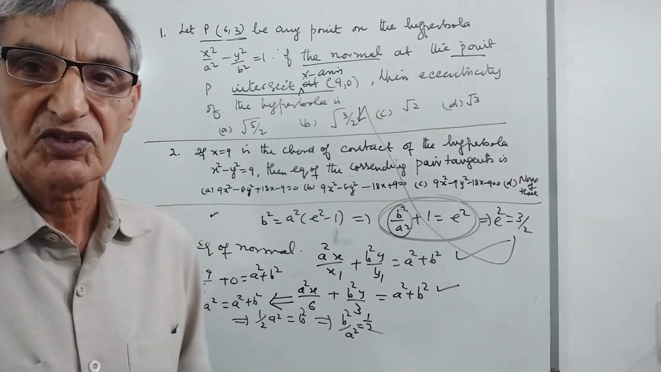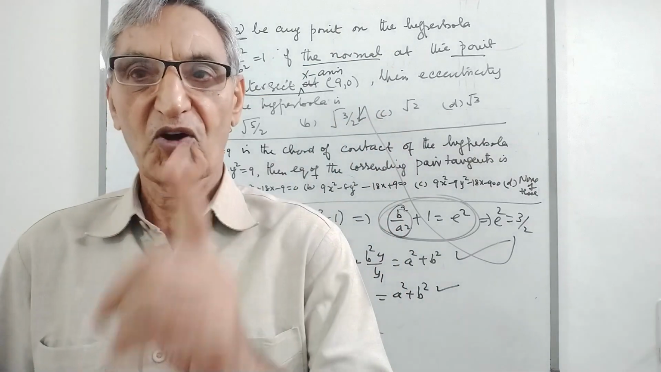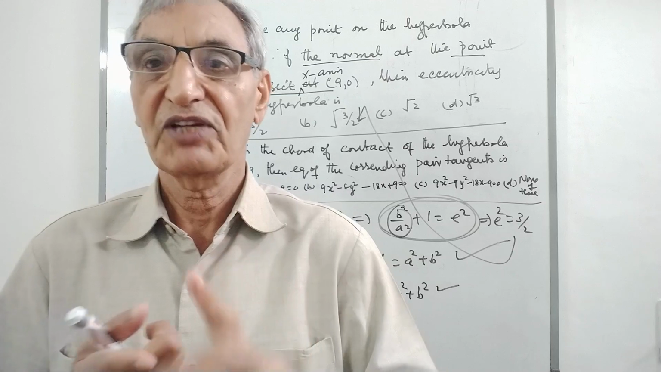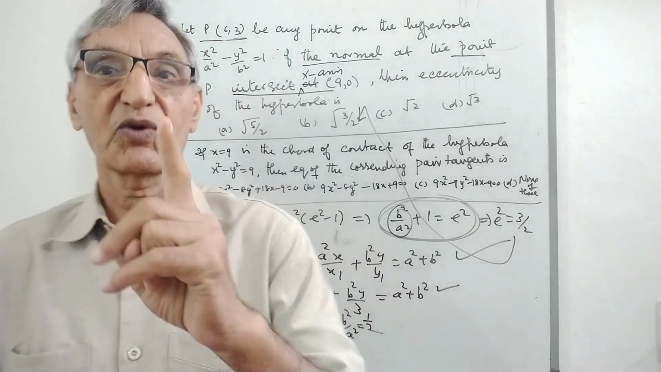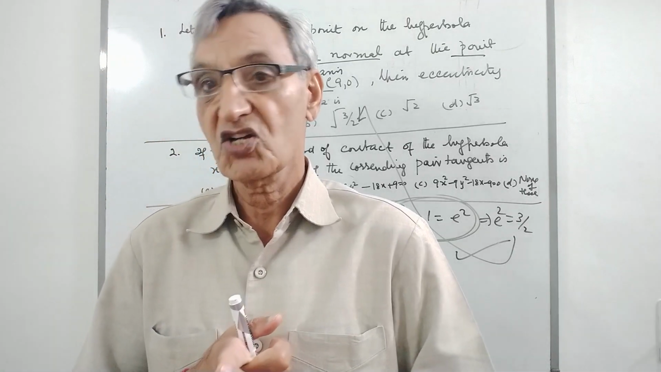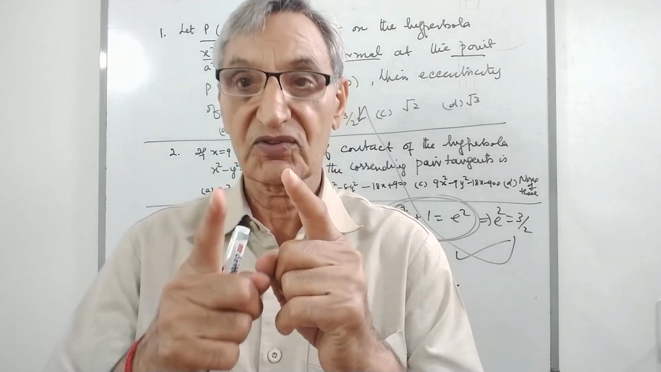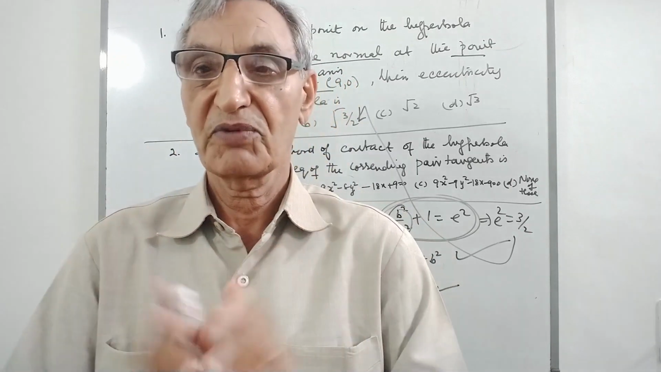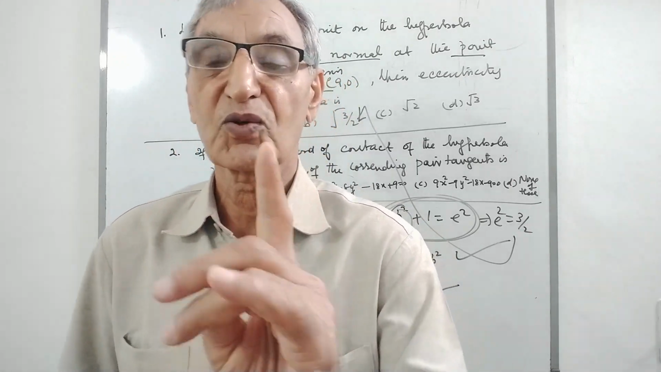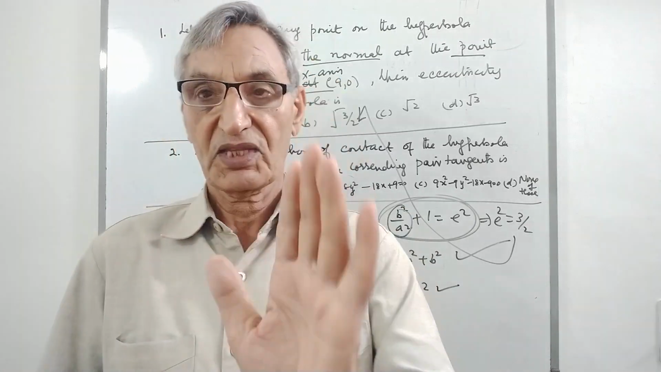That's the question. Now here we know the formula. In this question we need, number one, the relation between a square, b square and e square, how to find e square when a square and b square are known, that is e square is equal to 1 plus b square upon a square. Number one.